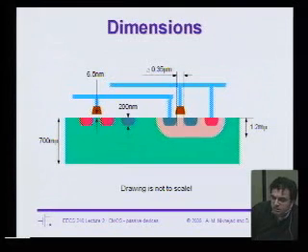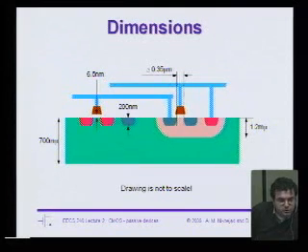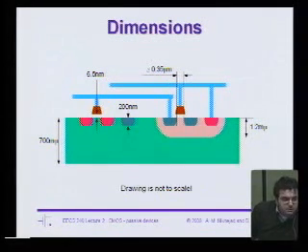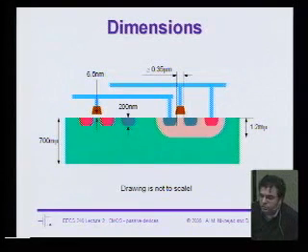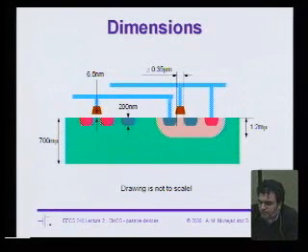So we make the junctions smaller and smaller so to reduce the amount of, let's say, drain control on the channel. But as a result, because the junction's thin, the resistance is high. And so you pay the price. So there is an optimum point.